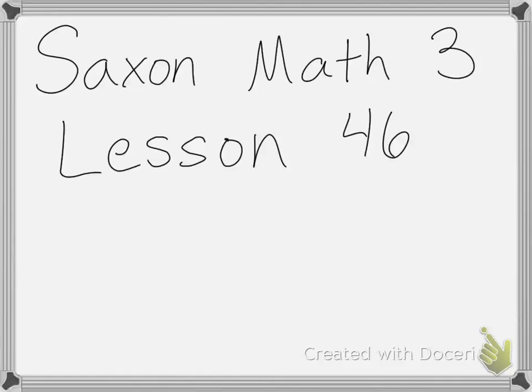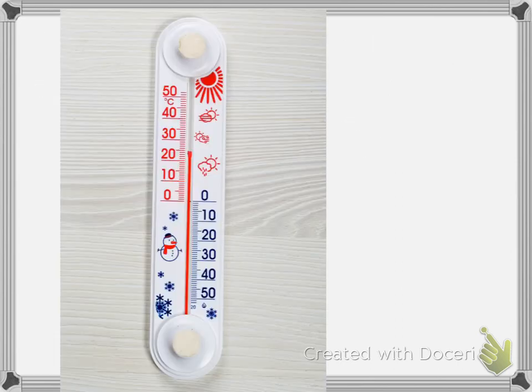Today's lesson is lesson 46, reading a thermometer to the nearest degree Fahrenheit, identifying the freezing and boiling points of water and normal body temperature on the Fahrenheit scale, and estimating a reasonable temperature. Okay, so sometimes when we read a temperature on the scale, the temperature may be somewhere in between numbers.